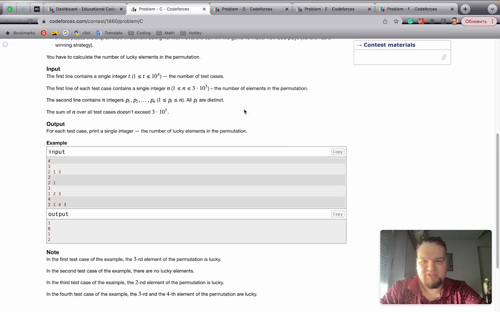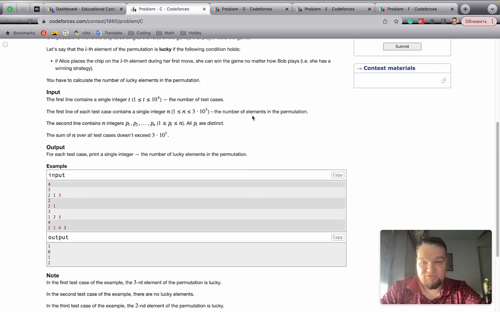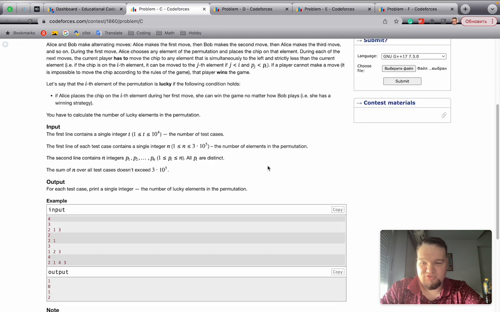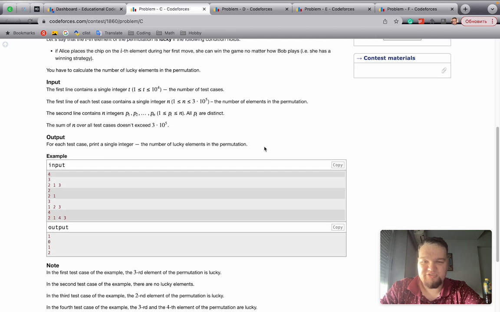So that would work in linear time. We don't even need to store the permutation. Just do it online while reading. And we are interested in the number of losing states because after we place the chip, it is Bob's move. So Alice would win if Bob loses. So we start at the losing state.